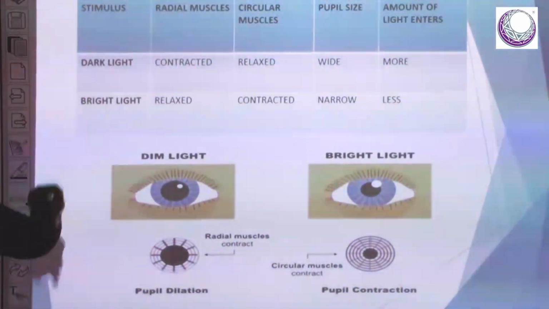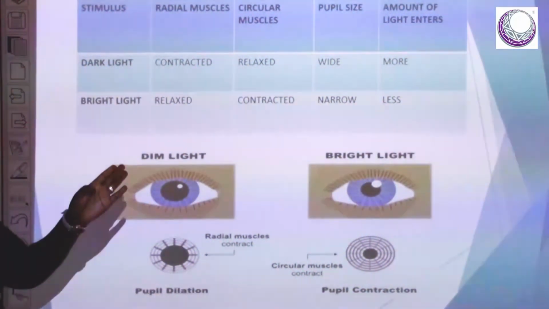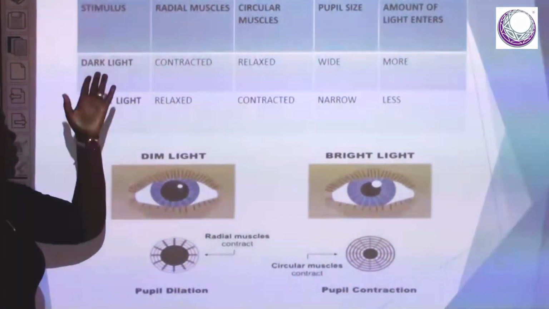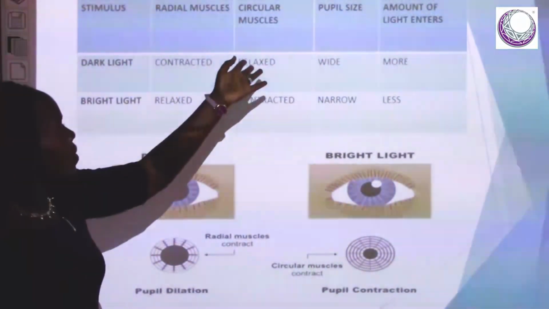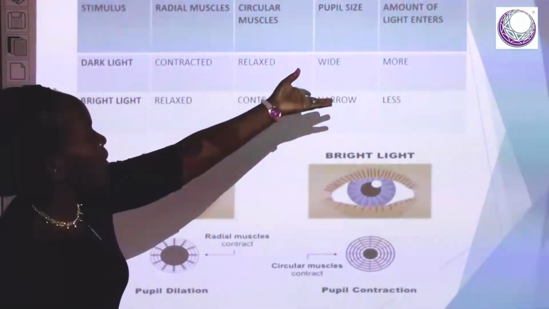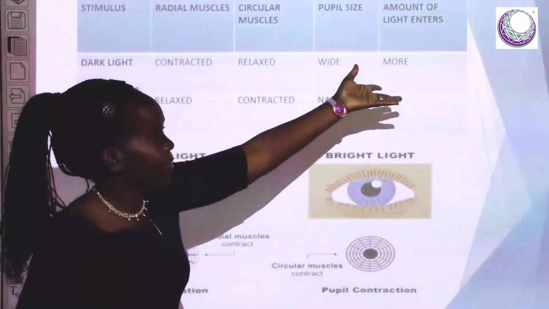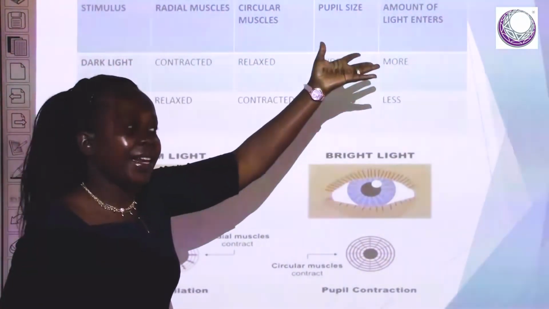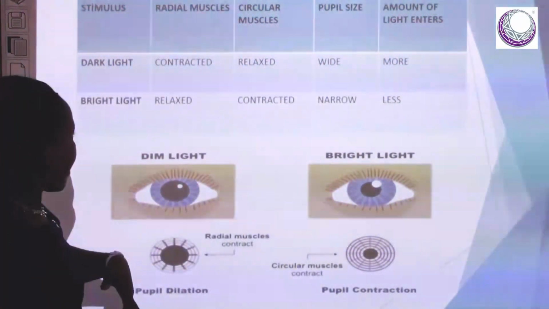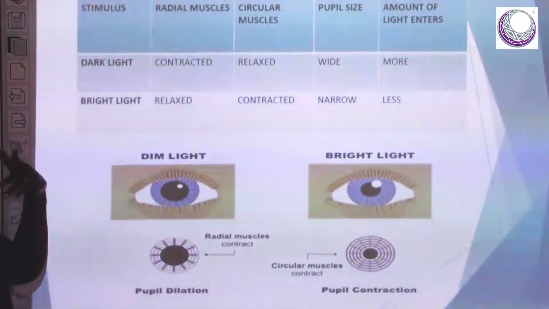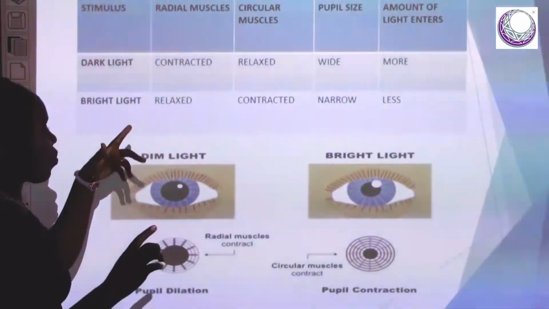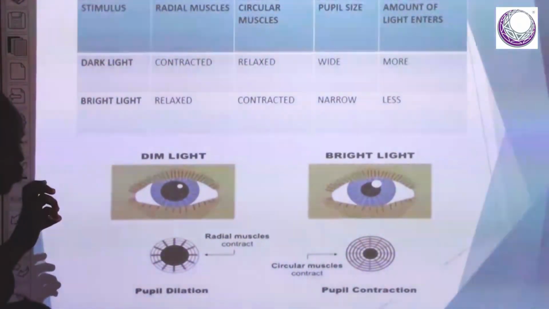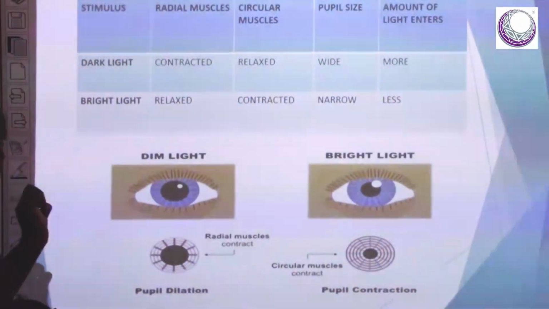As you can see on the table there, in a dark room or where there's dark light, the radial muscles contract, the circular relax, and the pupil becomes wider and more light enters the eye, and this is going to bring a clear vision. Then in bright light, the circular muscles are going to contract, and this is going to cause the pupil to become small.